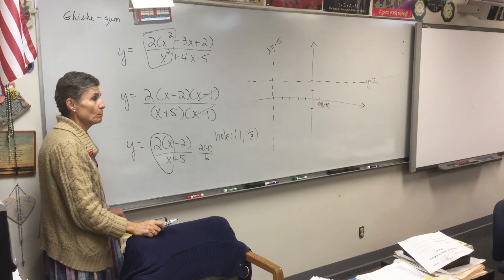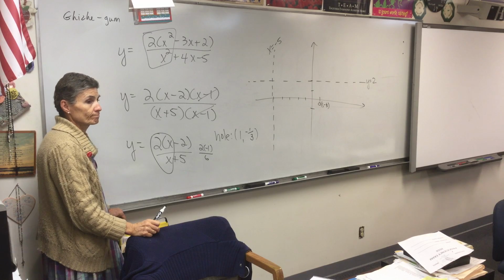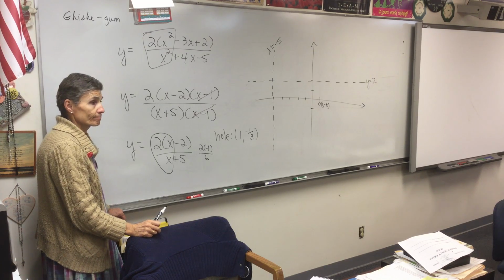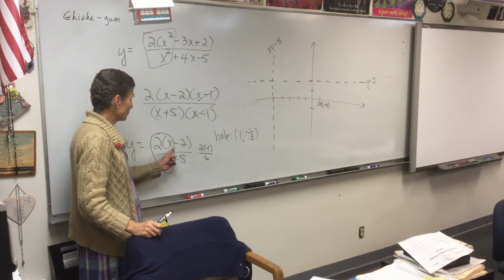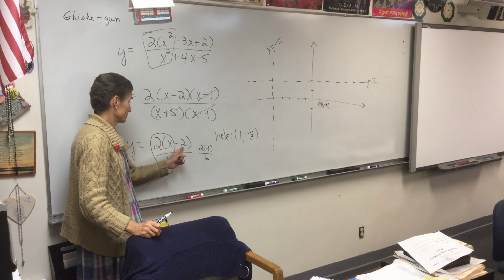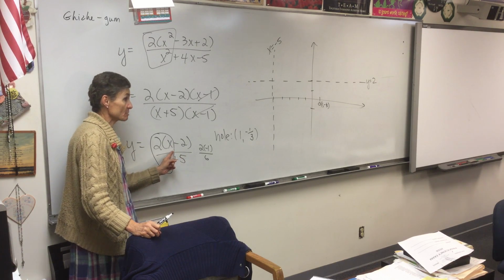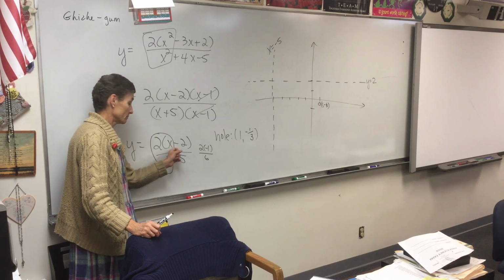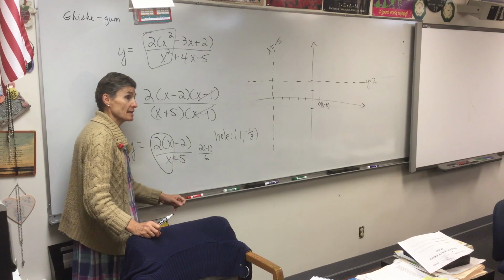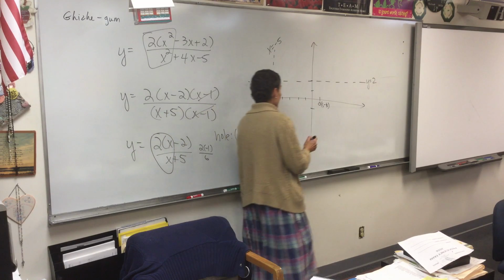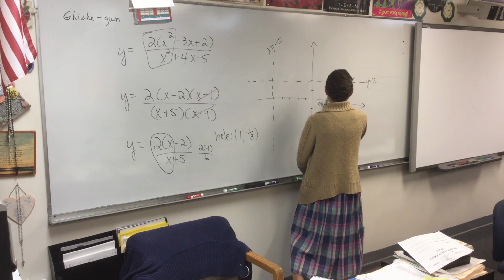All right, what else have you put in here? What's this numerator tell me? It tells me 2 is a special number. That's my x-intercept. So I have an x-intercept at 2.